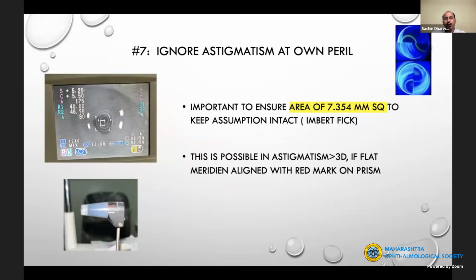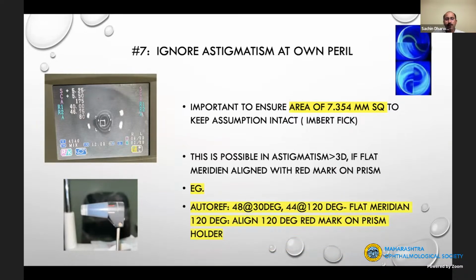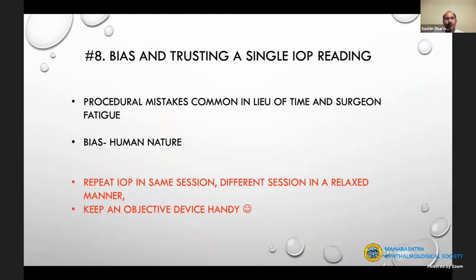You have to ignore astigmatism at your own peril. You have to understand to keep the assumption of the Imbert-Fick principle intact. You have to have the applanated area of around 7.3. In case of astigmatism more than 3, this can be achieved by aligning the flat meridian with the red mark, which is shown on the stand of the prism mount. And this is the example. I'll not read it for the shortage of time.